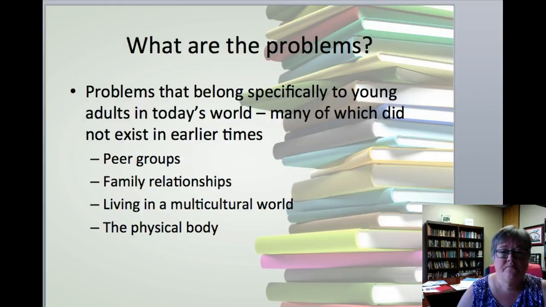with problems. When we think about the problems that show up in adolescent literature or problem novels, realistic fiction, we want to look for problems that belong specifically to young adults in today's world. Many of these are different from what we used to see in adolescent literature, but they're generally going to be problems dealing with peer groups, with family relationships, with living in a multicultural world, or also with the physical body. And this harkens back to what we talked about with Havighurst and his developmental tasks for adolescents.